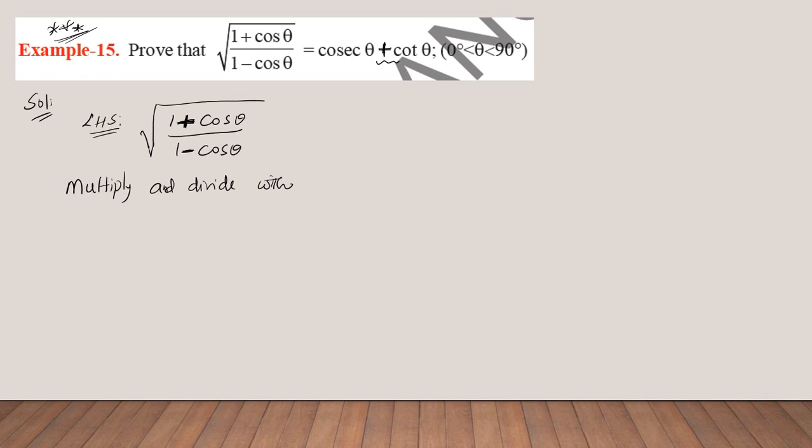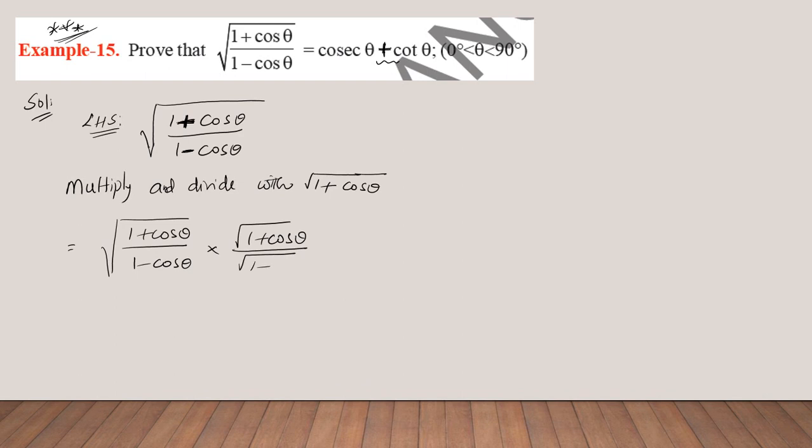So multiply and divide with the square root of 1 plus cos theta. Then what am I going to have? Square root of 1 plus cos theta by 1 minus cos theta into square root of 1 plus cos theta by square root of 1 plus cos theta. When you multiply and divide with the same number, we are simply multiplying with 1. So when you multiply with 1, will there be any change in the question? There won't be any change. That's why we are multiplying and dividing with the same number.